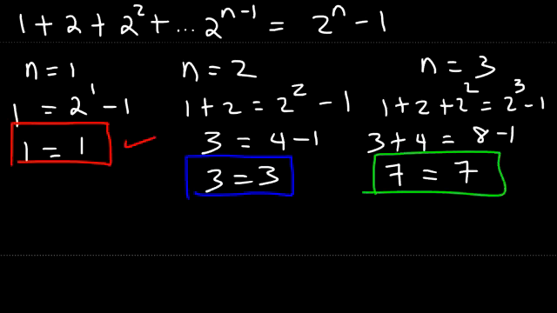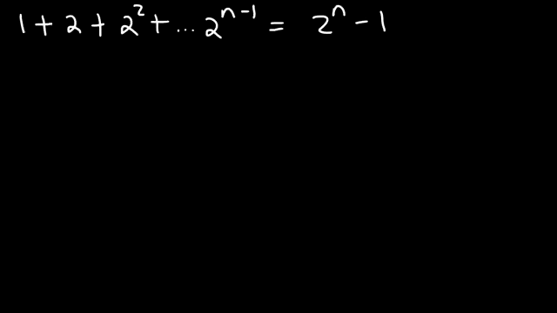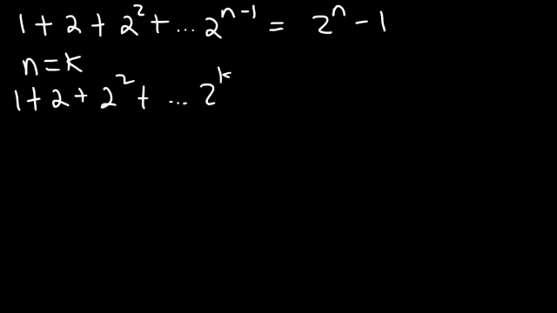So we're going to assume that it's true when n is equal to k. So we're going to have this expression 1 plus 2 plus 2 squared plus 2 to the k minus 1 is equal to 2 raised to the k minus 1. Now, let's prove that it's true when n is k plus 1.